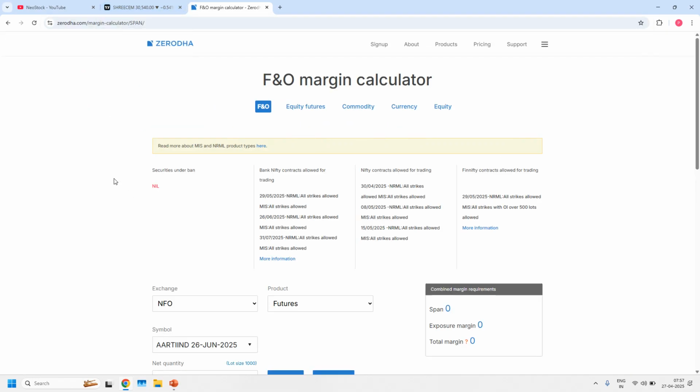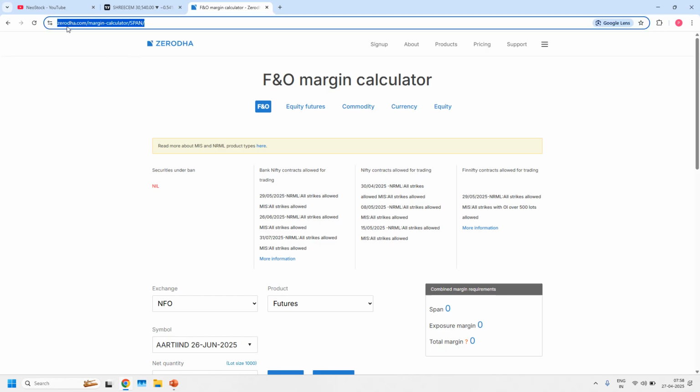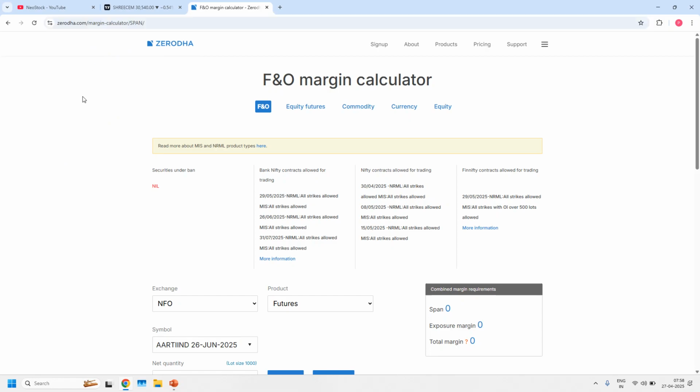See, this is the URL. Zerodha, zerodha.com/margin, margin hyphen calculator /span/. Hope everybody is able to see this URL. Now highlighted in blue color. Okay, so if you type this URL, you can get this F&O margin calculator by Zerodha.